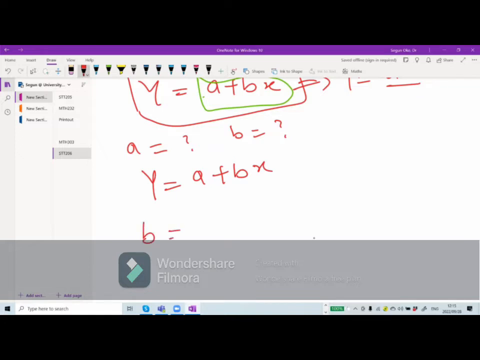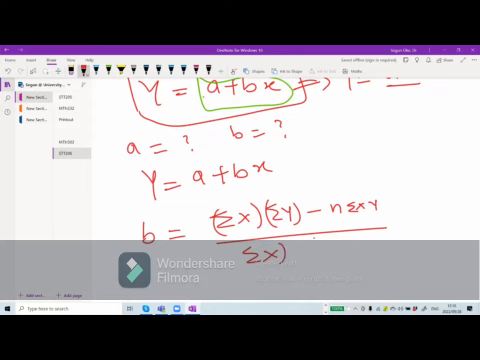B is equal to N summation of XY minus summation of X multiplied by summation of Y, divided by N summation of X squared minus summation of X all squared.